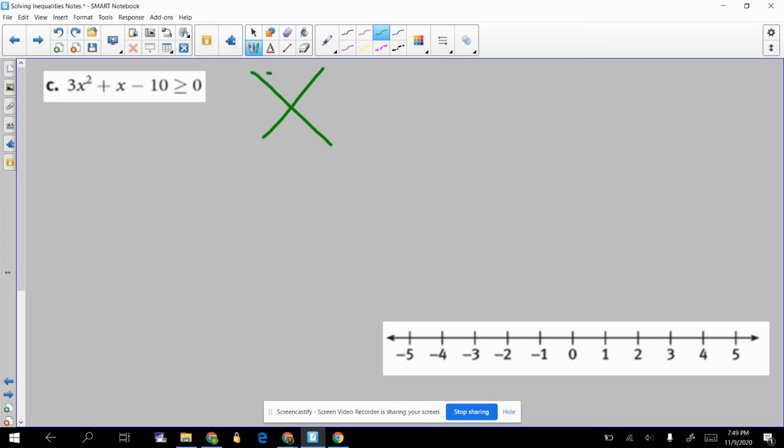So 3 times negative 10 is negative 30. That's what goes in the top, a times c. And then a 1 is going to go on the bottom. So what multiplies to negative 30 that adds to 1? That should be 6 and negative 5.